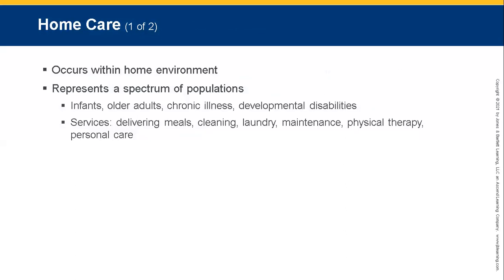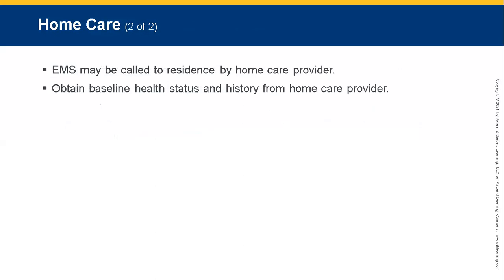Home care. This occurs within the home environment. It represents a spectrum of the population, which includes infants, older adults, patients with chronic illnesses, and developmental disabilities, with services delivering meals, cleaning, laundry, maintenance, physical therapy, and personal care. These patients will need all of that. EMS may be called to residences by a home care provider. Obtain baseline health status and history from the home care provider.